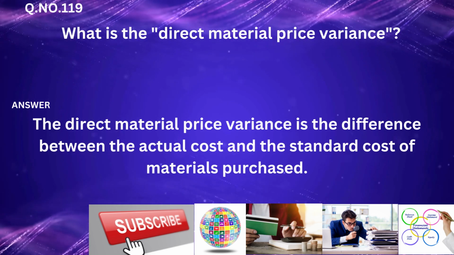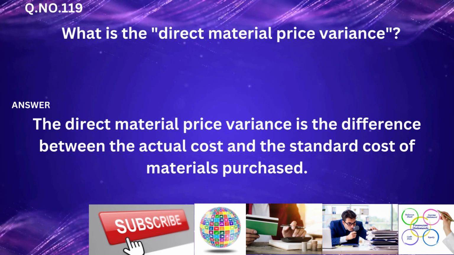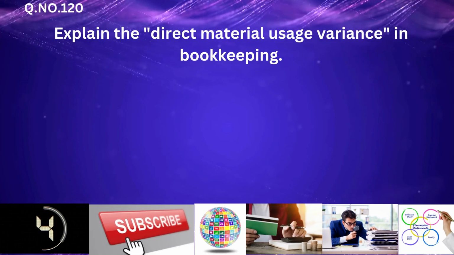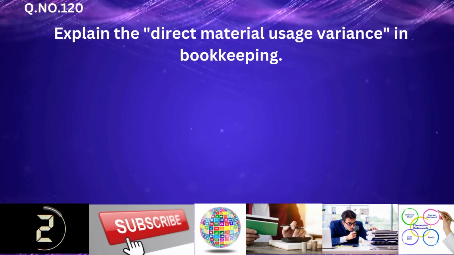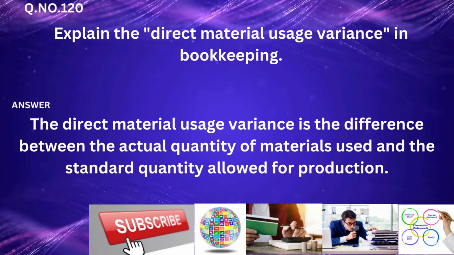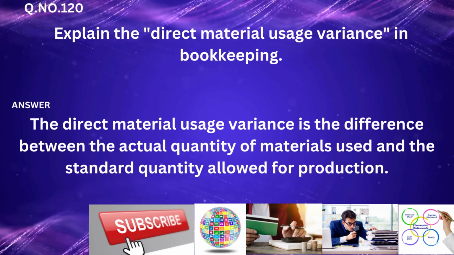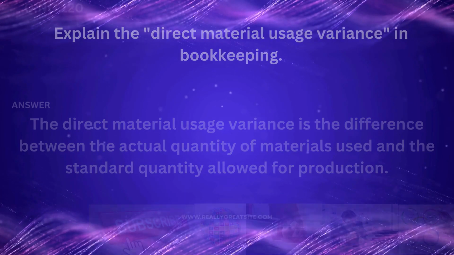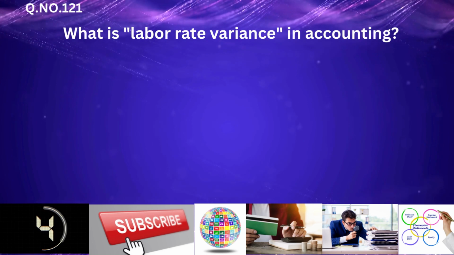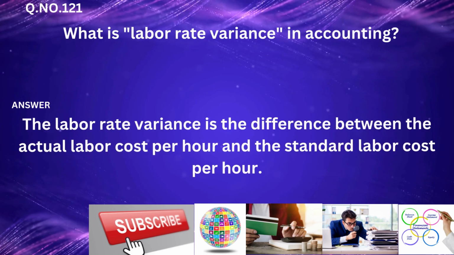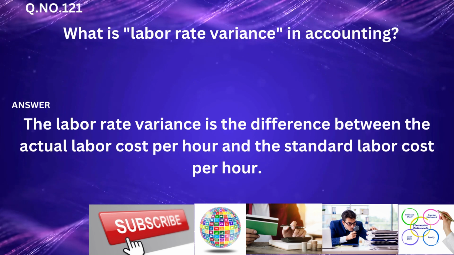Question 127. Define standard costing system in bookkeeping. Answer: a standard costing system uses predetermined costs as a basis for evaluating actual performance. Question 128. What is variable cost per unit in accounting? Answer: variable cost per unit is the cost incurred for each additional unit produced.